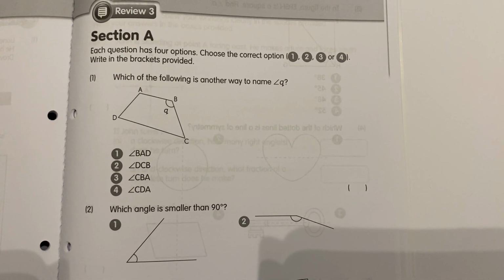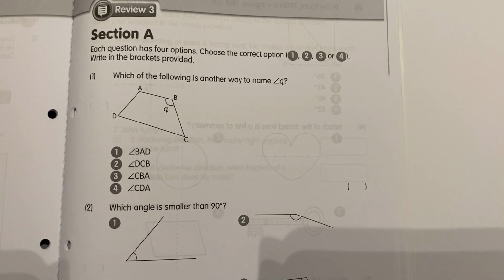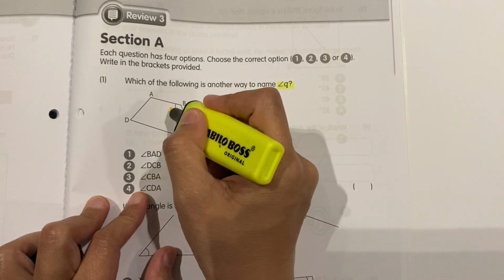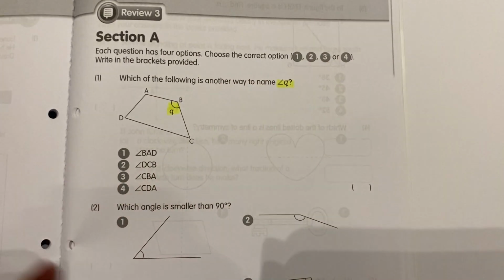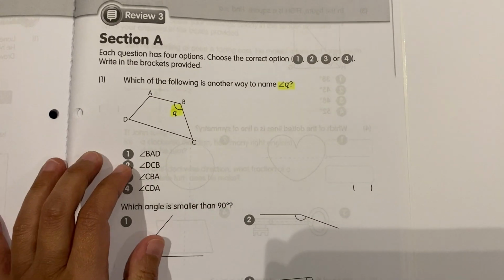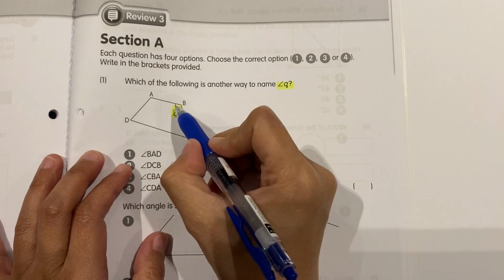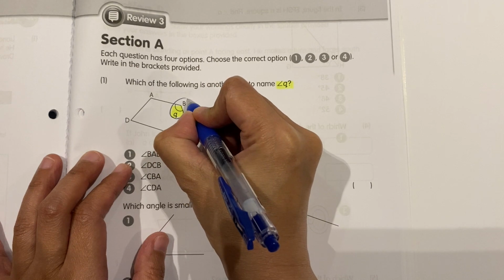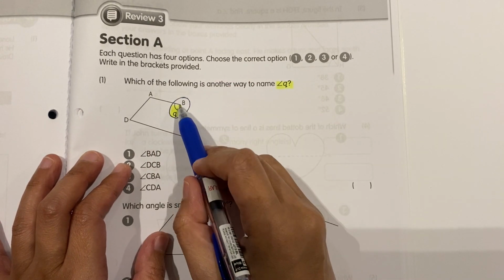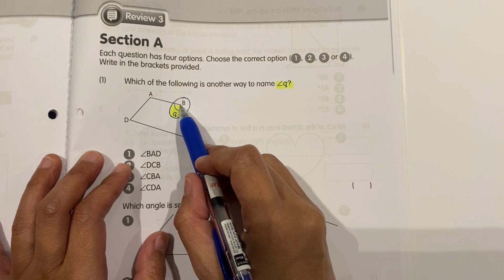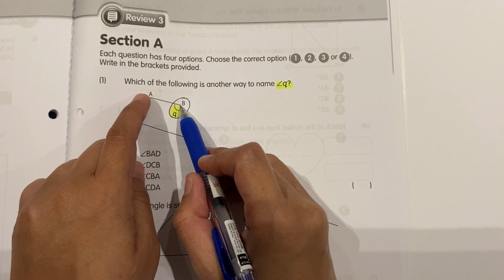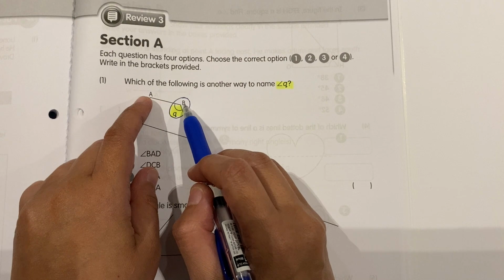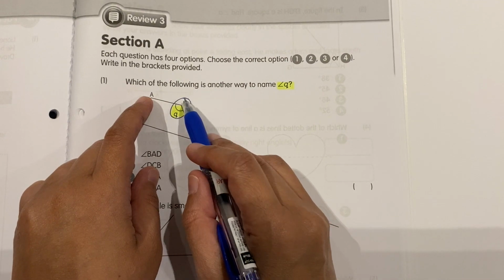Question 1. Which of the following is another way to name angle Q? So this is angle Q. We have done this. If this is the angle that they want, you have to look at the angle in the center. You have the 3 alphabets. You can either start with A, B, C, or C, B, A.